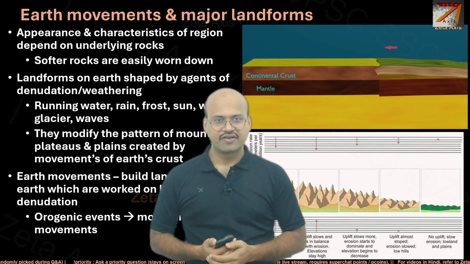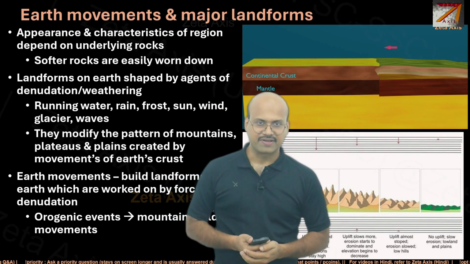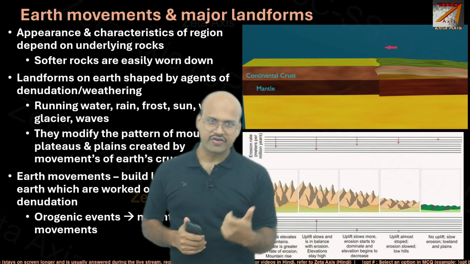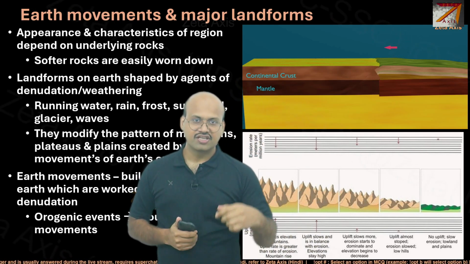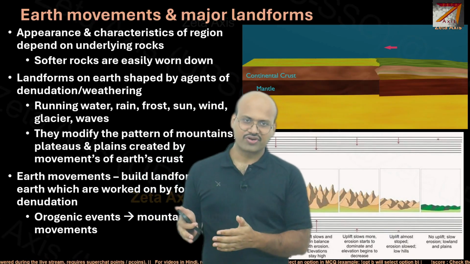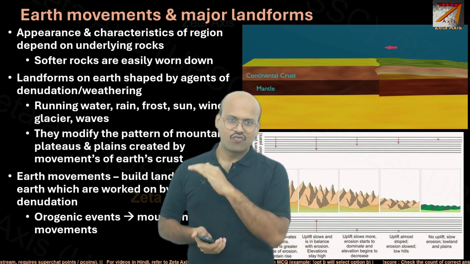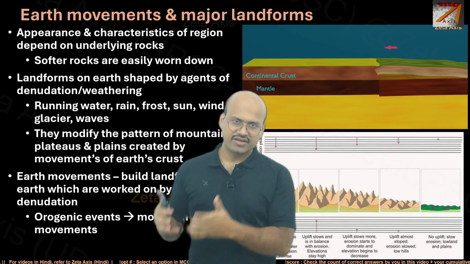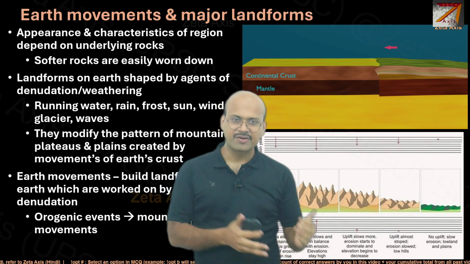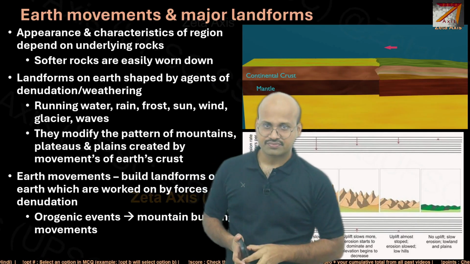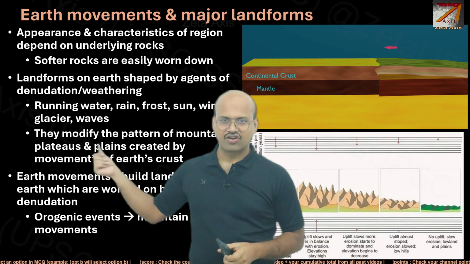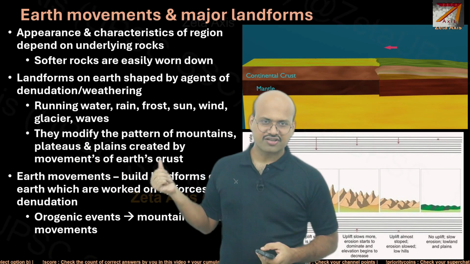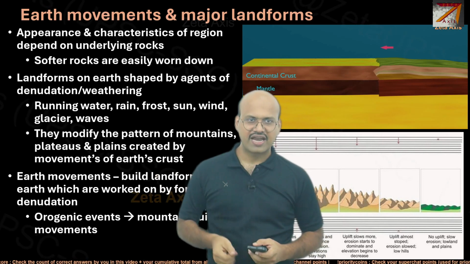For example, if we see our Gangetic plains, they were formed because of deposition of the rocks which were eroded away from the Himalayas. The erosion acted upon the Aravalli mountains and lowered their height, and whatever was eroded away got deposited in the surrounding area. So in one place it reduced the height, in another place it increased the height. So they modify the pattern of mountains, plateaus and plains created by movements of the earth crust. So even the earth crust movement also creates certain landforms.